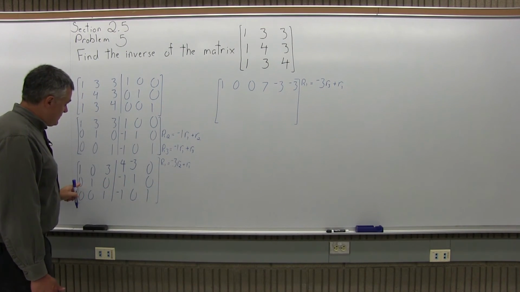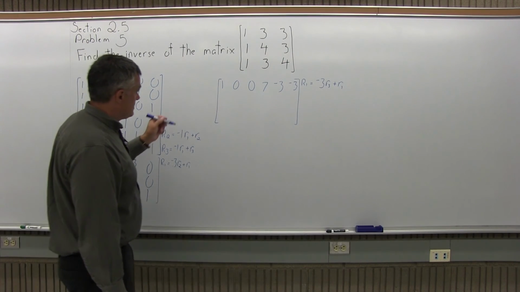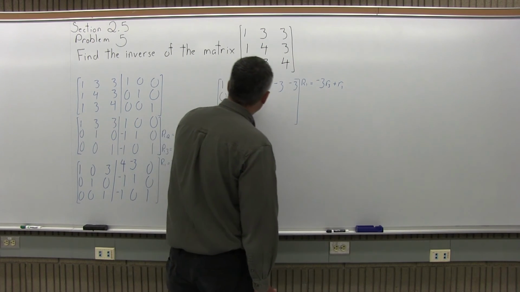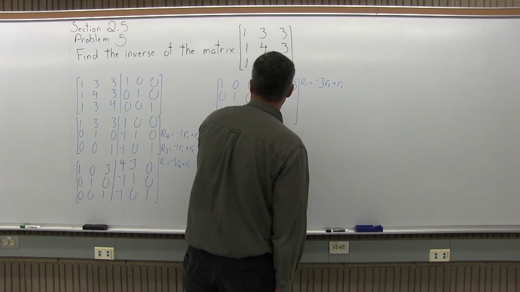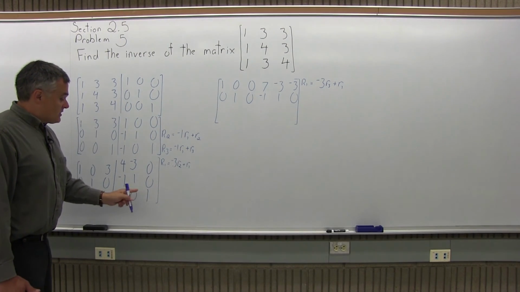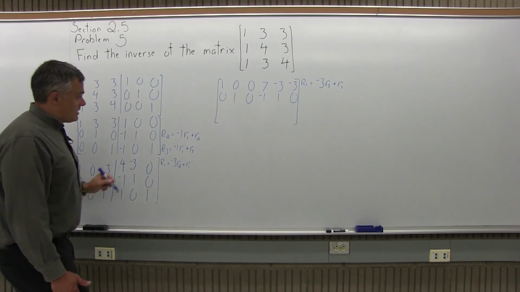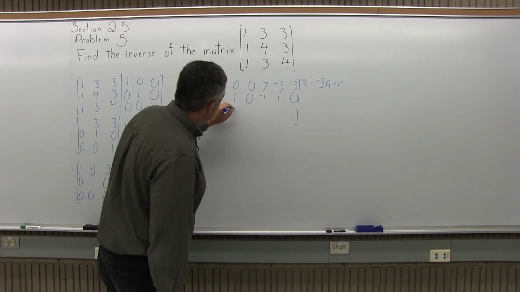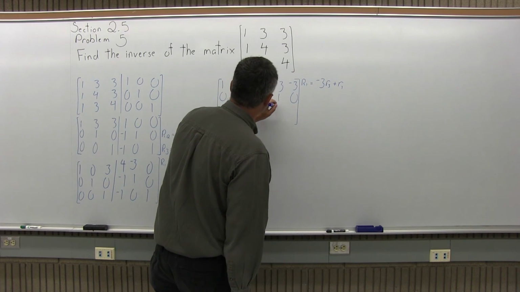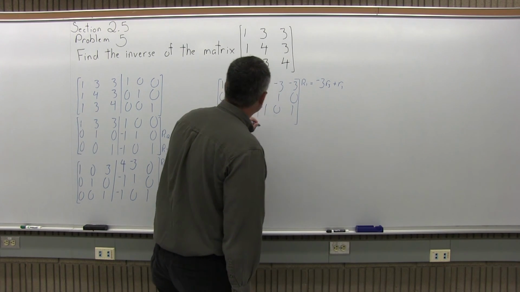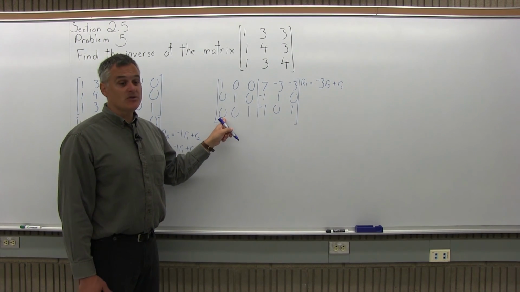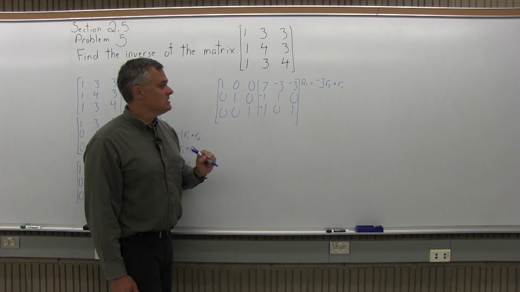Now the middle row is good the way it is, so I can just copy it in. It's 0, 1, 0, negative 1, positive 1, 0. And the bottom row of the matrix is good the way it is, so I can just copy that in. It's going to be 0, 0, 1, negative 1, 0, positive 1. So at this point, the left half of our double matrix is an identity matrix. So 1s and 0s are all in the correct positions.